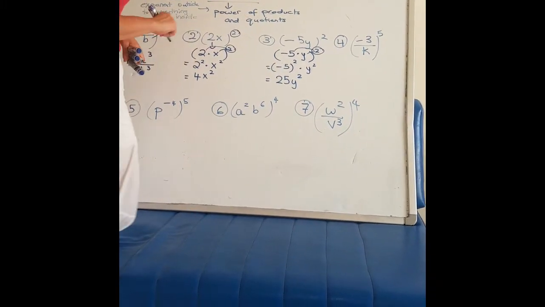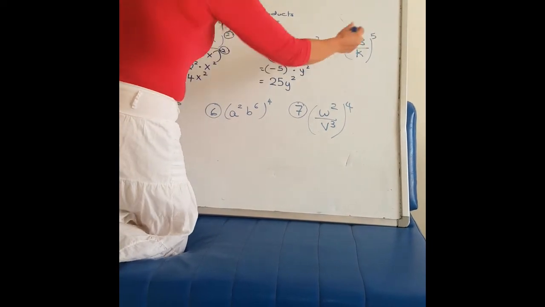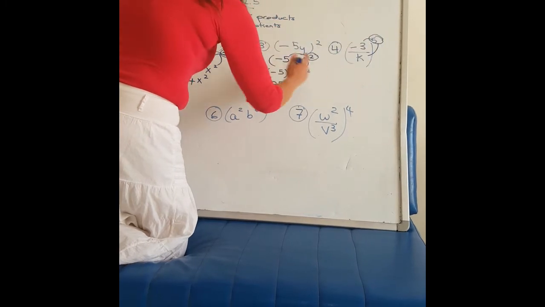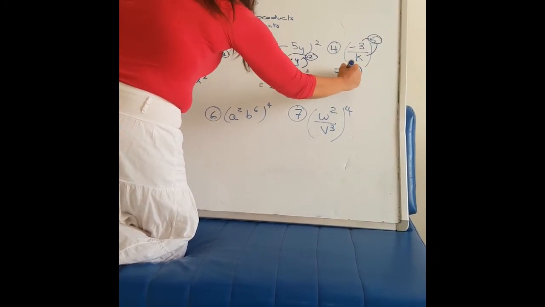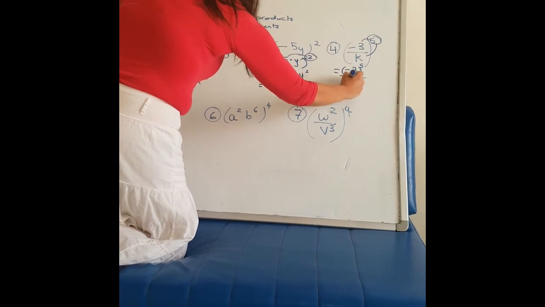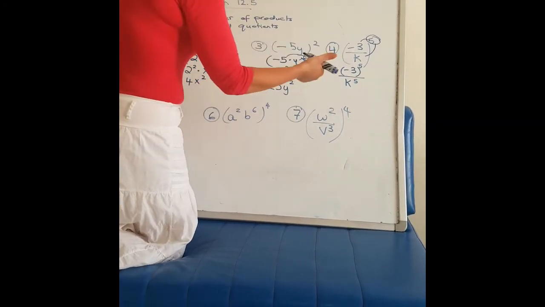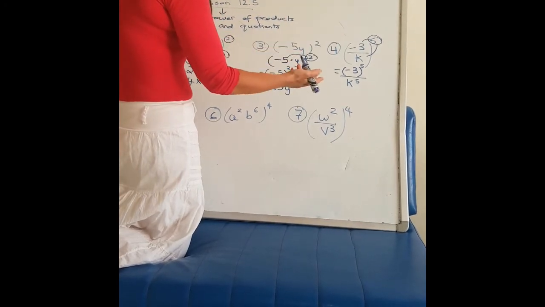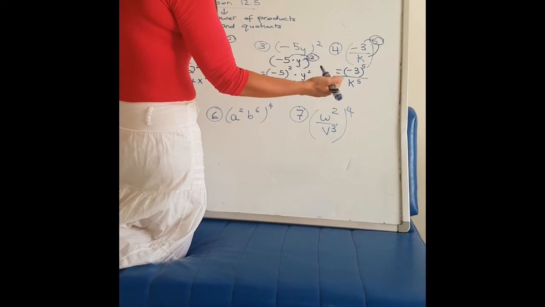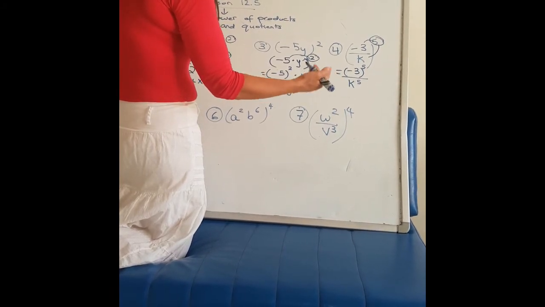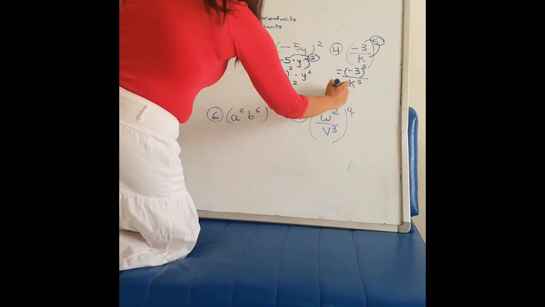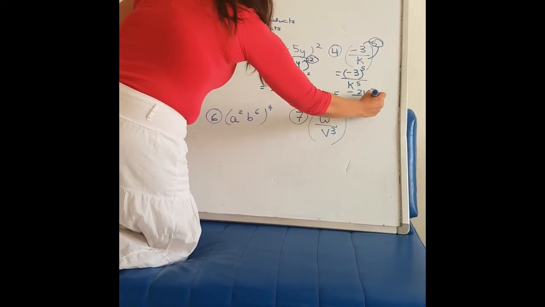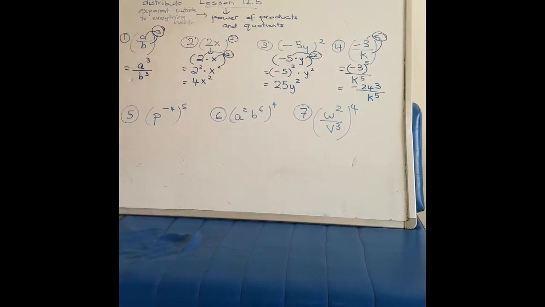The fourth example is negative 3 over k. Again, I need to distribute the 5 into the negative 3, the numerator, and into the denominator. So it is negative 3, all of this to the fifth power, over k to the fifth. Negative 3 times negative 3 is 9. Times negative 3 is negative 27. Negative 27 times negative 3 is 81. And 81 times negative 3 is negative 243 over k to the fifth. I cannot do anything about it.